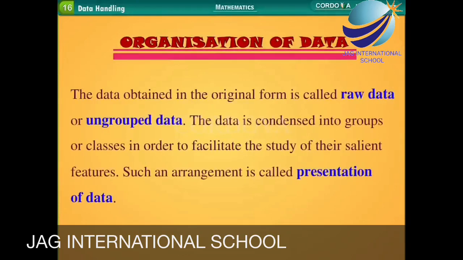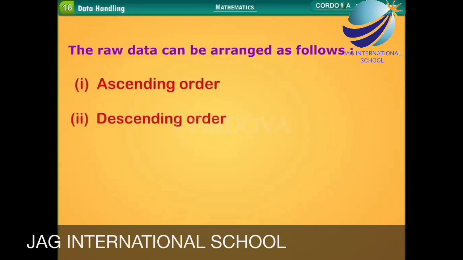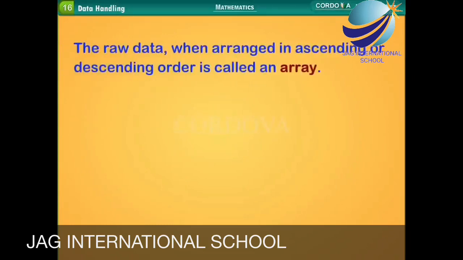Organization of data. The data obtained in the original form is called raw data or ungrouped data. The data is condensed into groups or classes in order to facilitate the study of their salient features. Such an arrangement is called presentation of data. The raw data can be arranged in ascending order or descending order. The raw data, when arranged in ascending or descending order, is called an array.